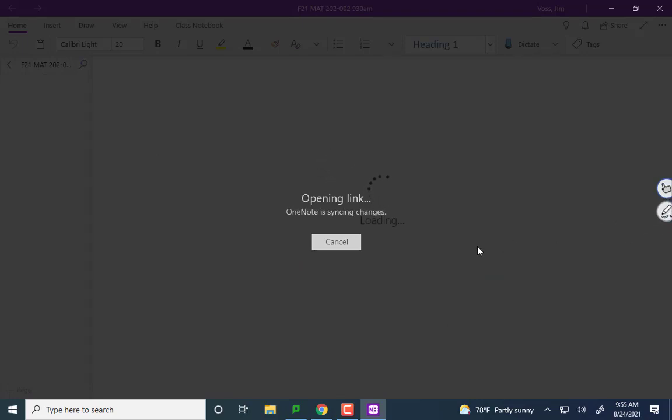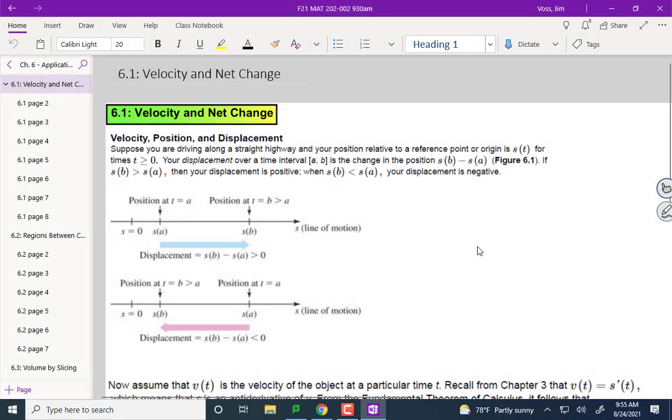Alright, so first thing we're going to do is talk about displacement and distance traveled, how that relates to velocity. So this should be a familiar topic to you.